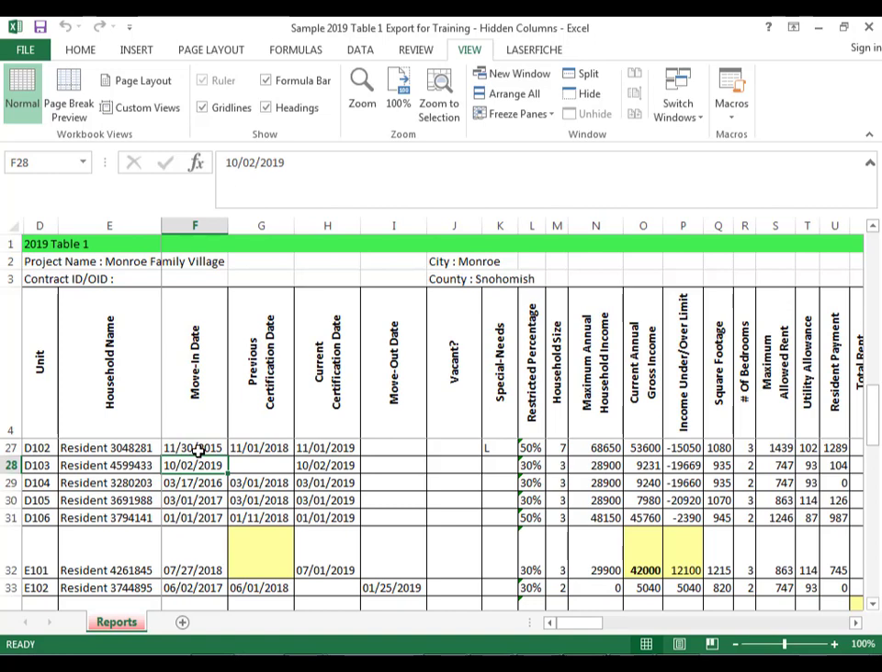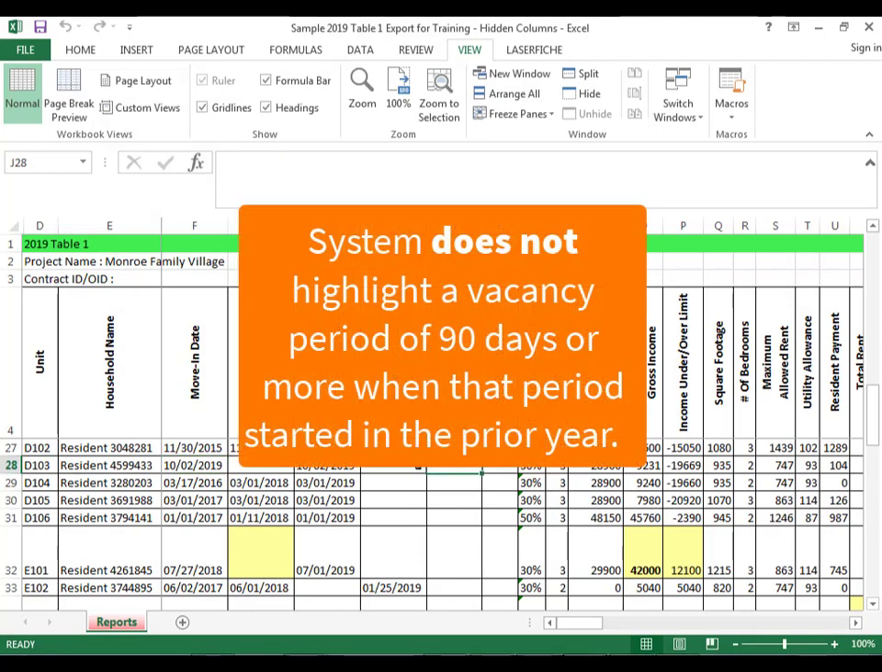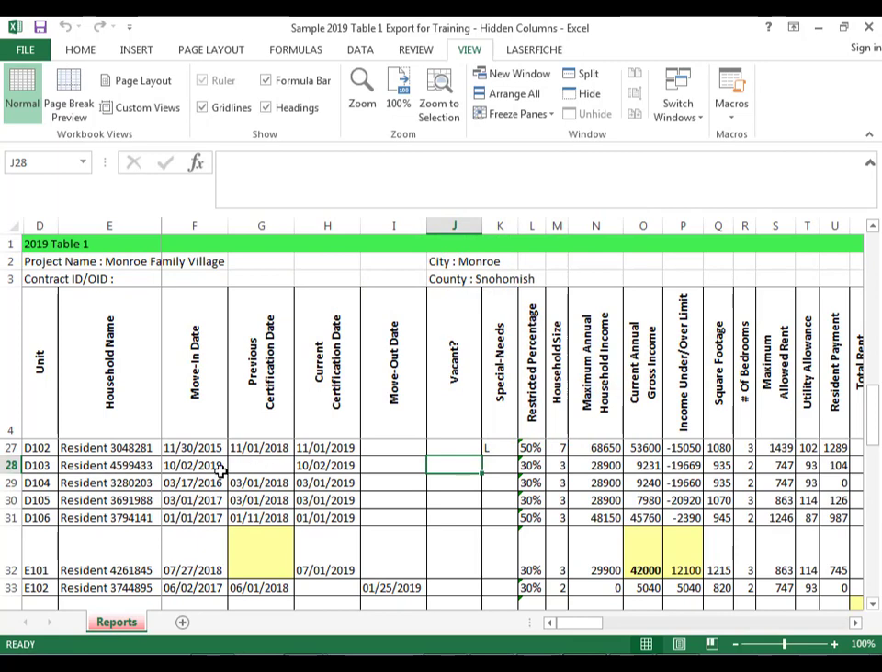So that either means that the unit was vacant from some time starting on the 2018 report going forward. And the one thing that the system doesn't do is it doesn't show you or highlight a vacancy period of 90 days or more when that period started in the prior year. So that's one that you just got to kind of look for.